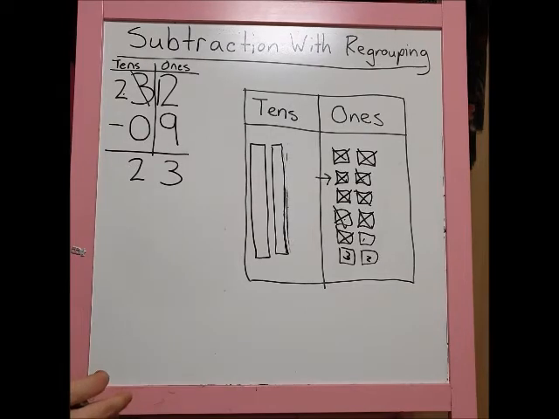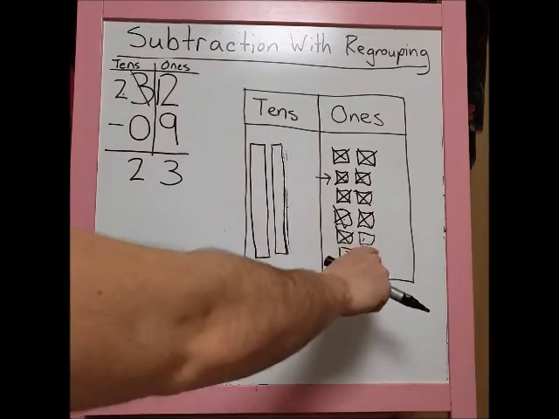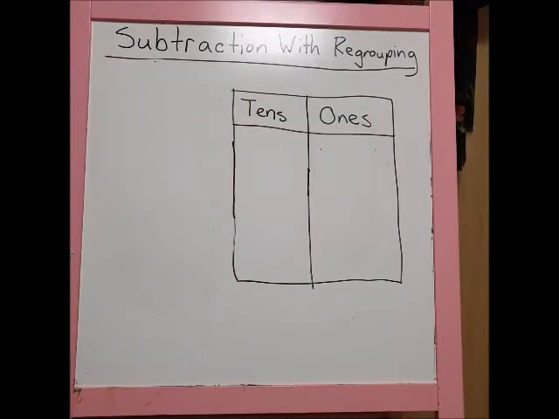And I can use my place chart to check this. 10, 20, 21, 22, 23. 23 is correct. Let's try another one because I know this is probably a little difficult.